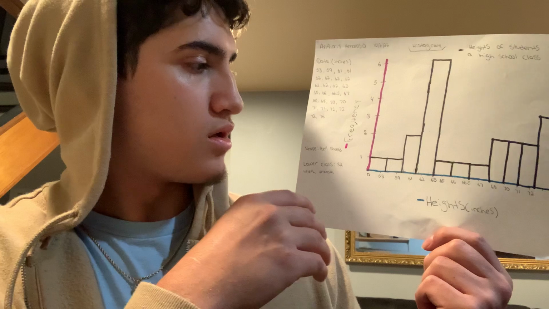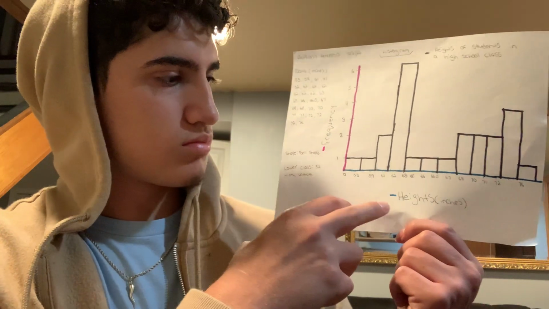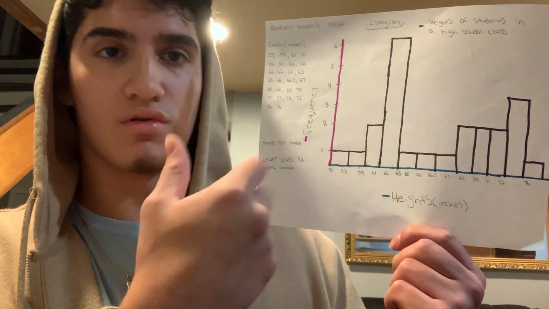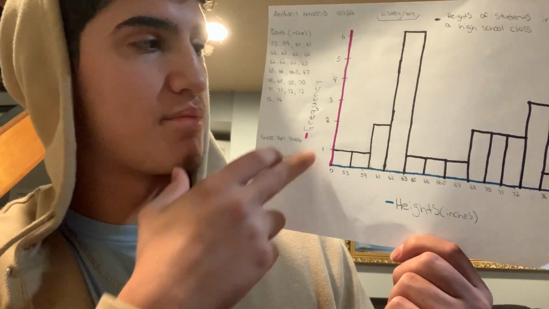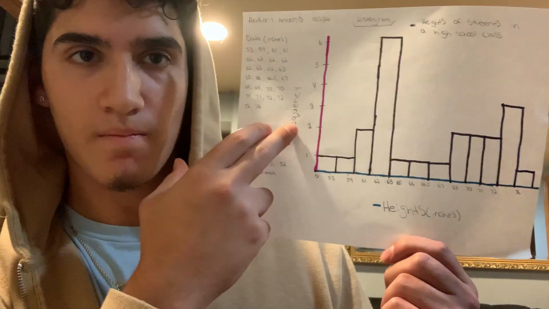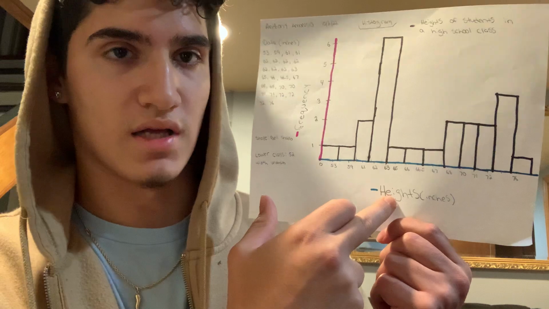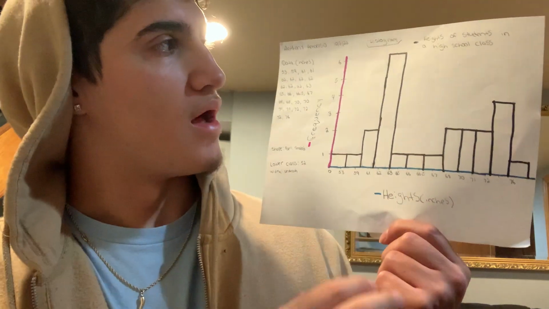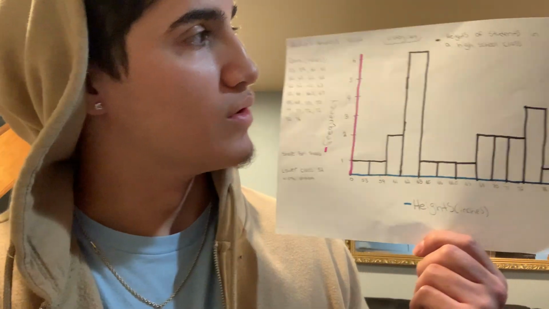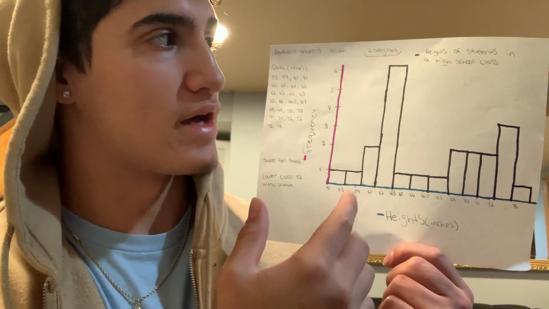I then put the headings or the titles on my graph. So the pink side is the frequency, the blue line is the heights in inches, and then we have the title of the graph, which I did as heights of students in a high school class.